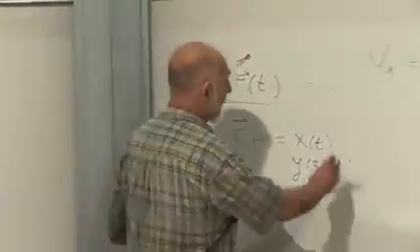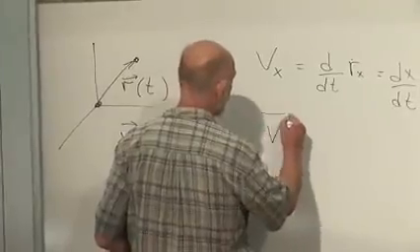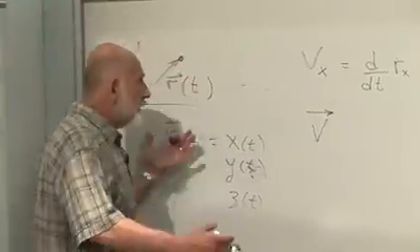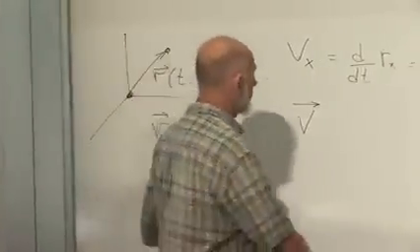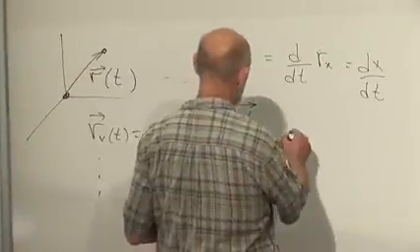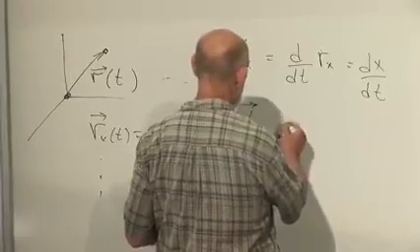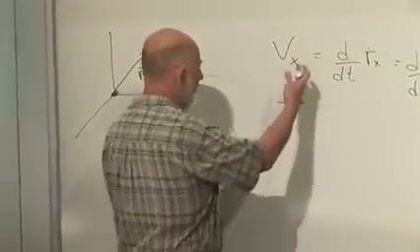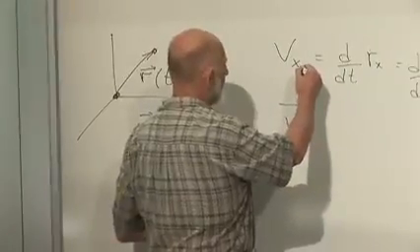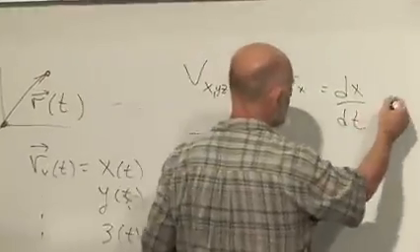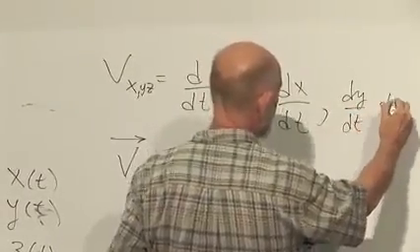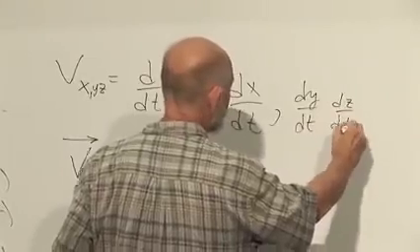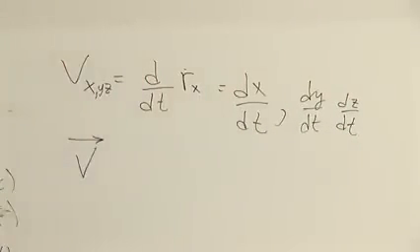So there's a velocity vector, and it's easiest to specify by specifying its components. It has components x, y, and z, which are dx/dt, dy/dt, and dz/dt. That's the notion of the velocity vector.